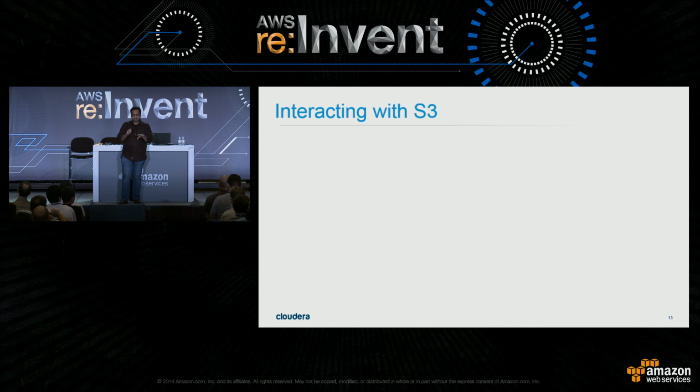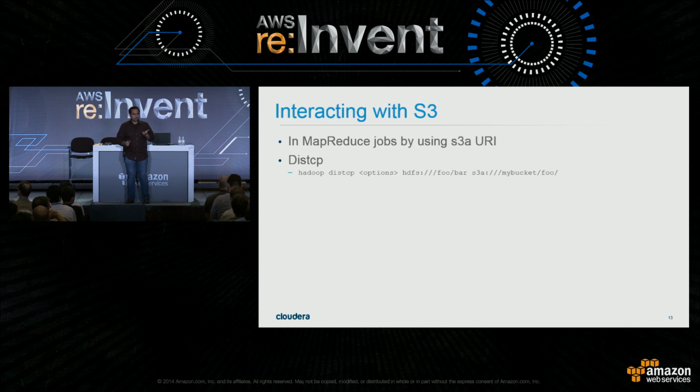Let's talk about S3, and then I'll talk about running HDFS and what the considerations there are. You could interact with S3 from MapReduce jobs by using the S3A URI, which is available in the upstream Apache Hadoop project now, and that uses the native SDK. So you could use S3 as a source or destination for your MapReduce jobs or Spark jobs, right? DistCp is really a specialized MapReduce job under the hood, which basically copies data from one location to the other, and it could be from S3 to HDFS or vice versa.